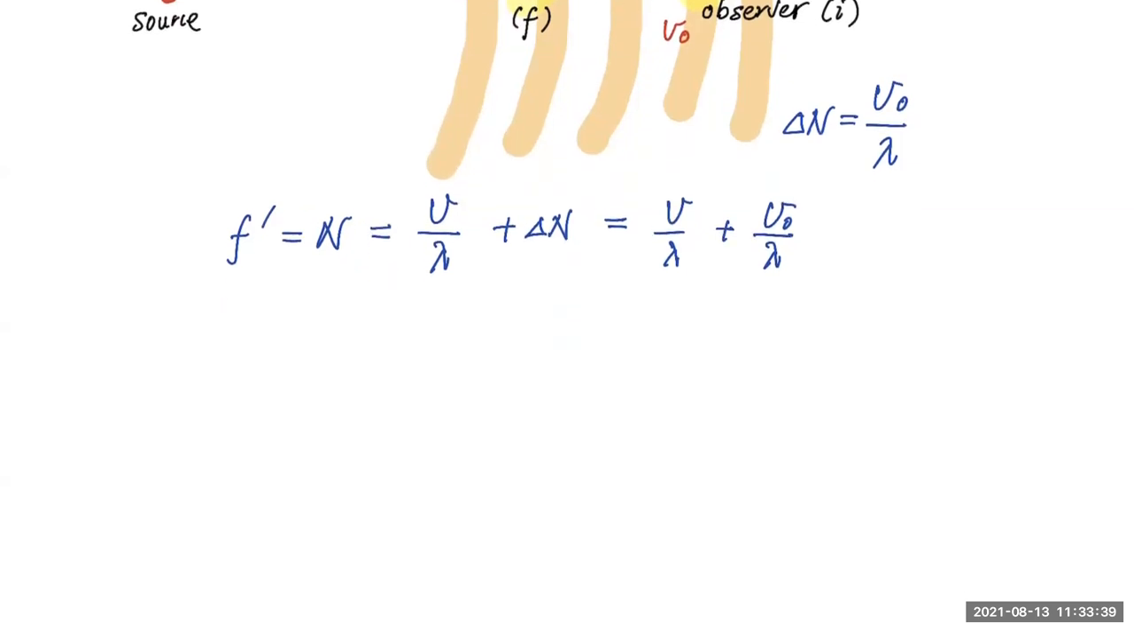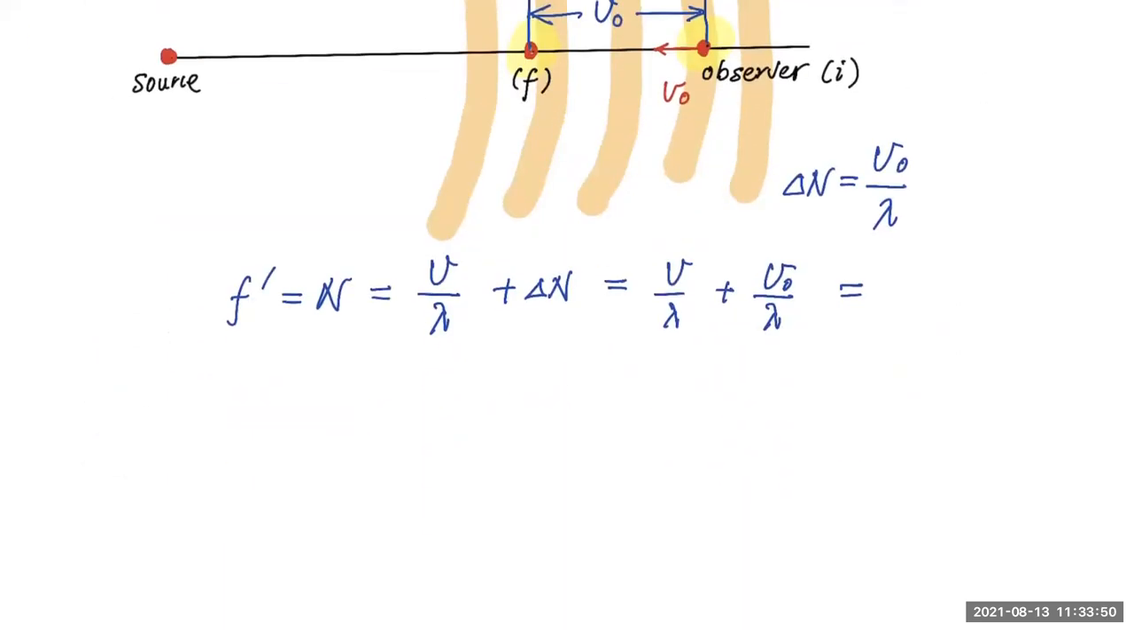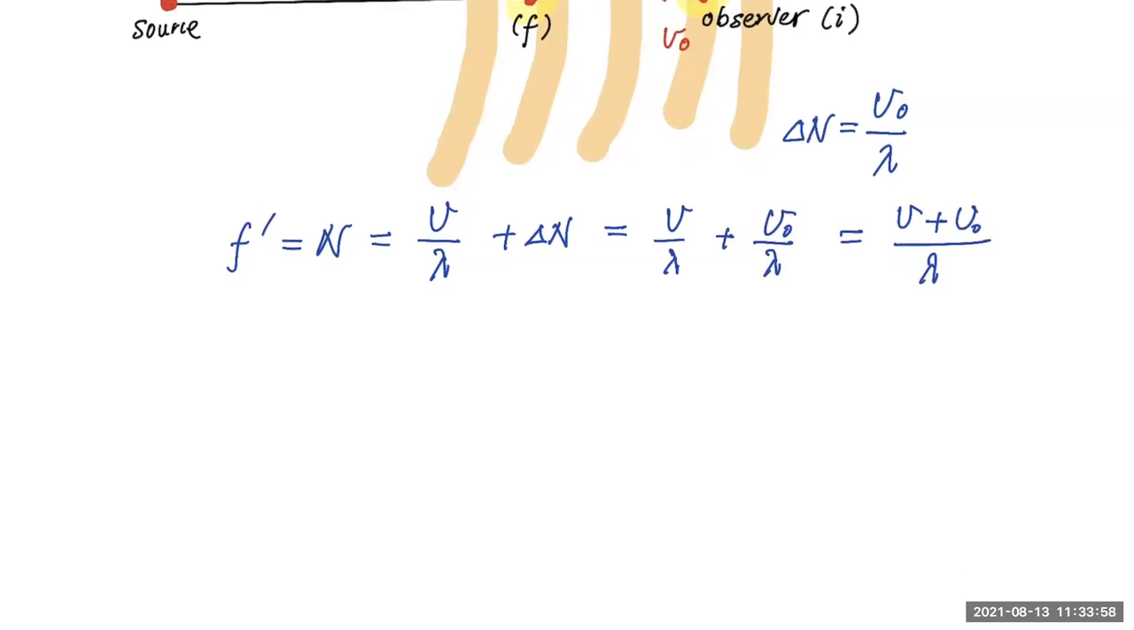And therefore, you're going to get a frequency F prime that is higher than F because the first term on the right-hand side is F. Okay, let me clean this up a little bit. This is V plus V observer over lambda, which I can also write as, if I take the V over lambda out, F prime equals F times 1 plus V observer over V.